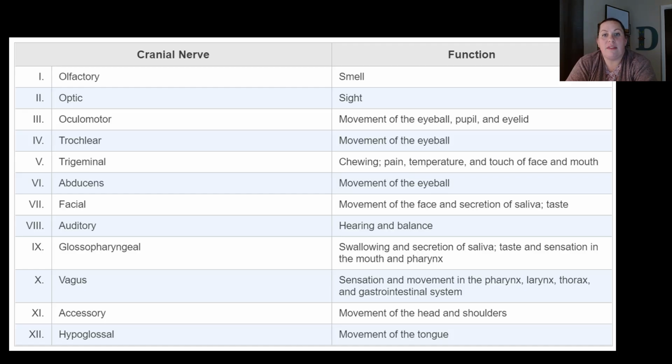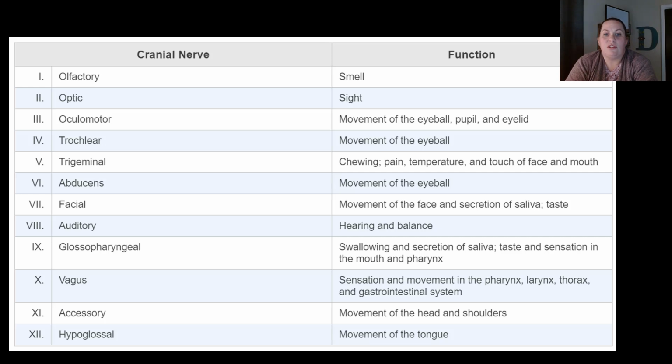Cranial nerve 7 is going to be the facial nerve. It's going to help with the movement of the face as well as secretion of saliva, and it's going to also help with taste. Cranial nerve 8 is the auditory nerve, also known as the cochlear vestibular nerve. When we look at the auditory nerve, it's going to help with hearing and balance.